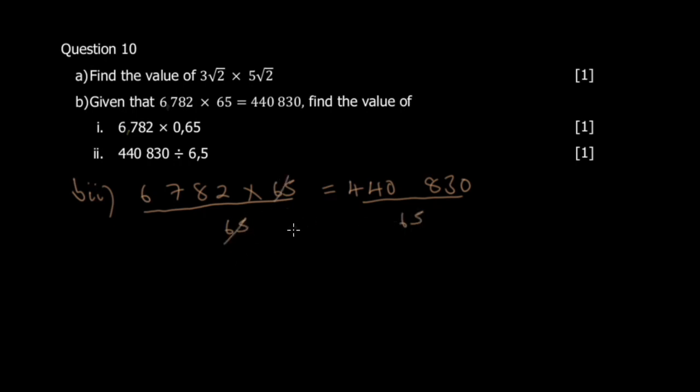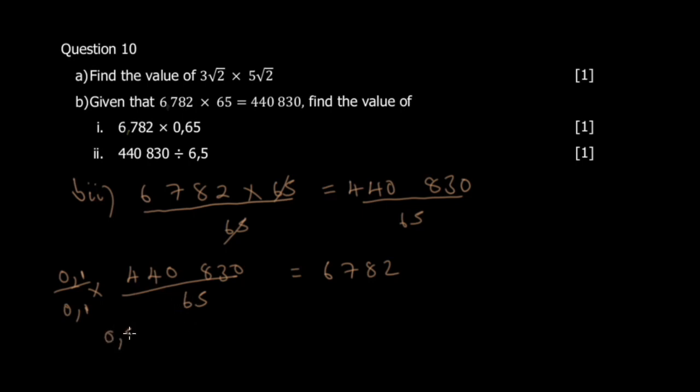Divided by 65. And then what do you get? These ones, they cancel. And then here you get 440,830 divided by 65 equal to 6,782, like this. But then you need 6.5 here, so you have to adjust that. How do you do it? You just multiply by 0.1 here, of which if you do that at the top, you also have to do it at the bottom as well. If you do it at the bottom, you also have to do it at the top as well. What you get here, you get 0.1.